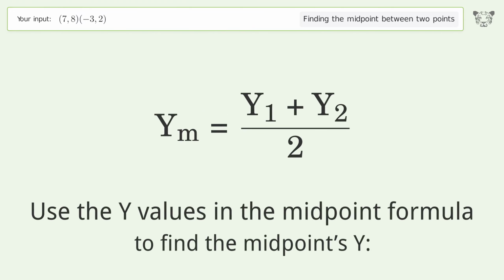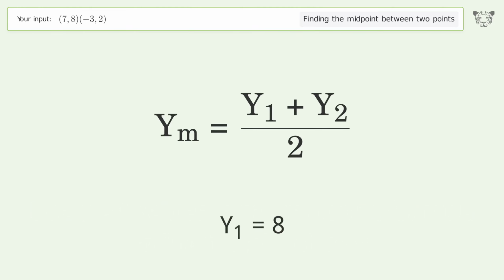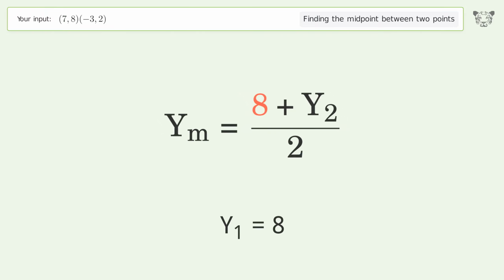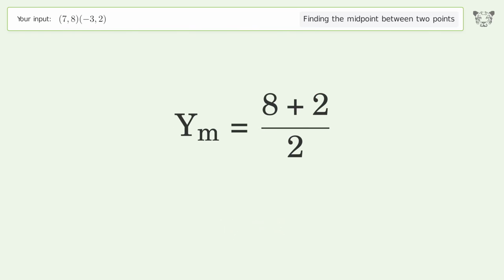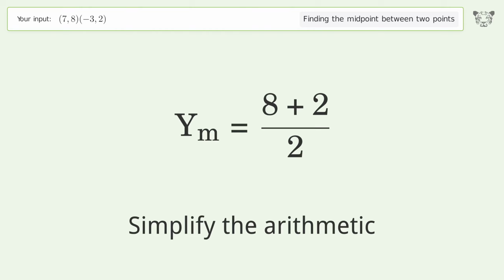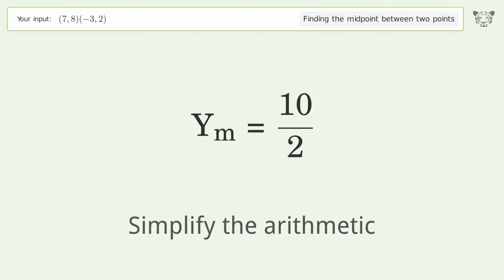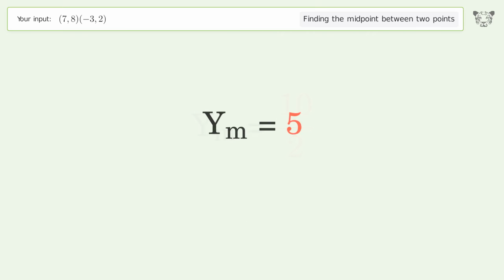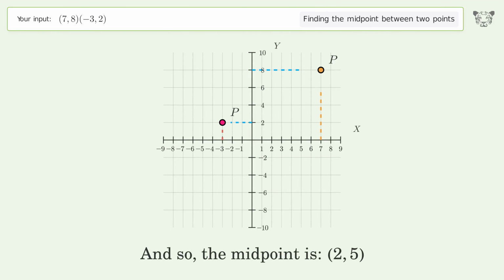Use the y values in the midpoint formula to find the midpoint's y. y1 equals 8. y2 equals 2. Simplify the arithmetic. And so, the midpoint is 2, 5.